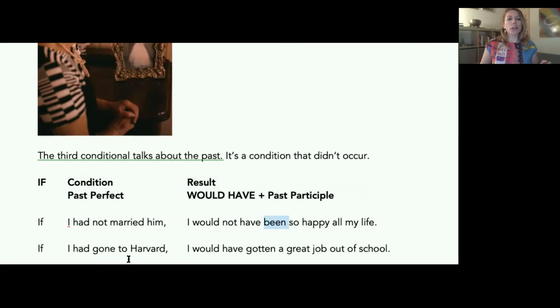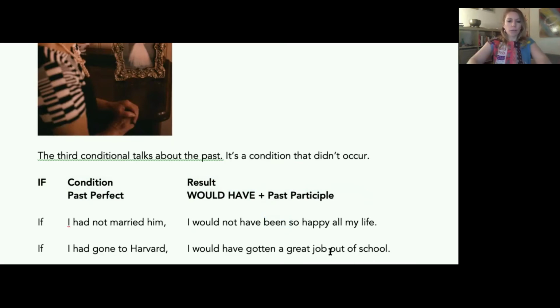If I had gone to Harvard, it's impossible. I didn't go to Harvard. I went to the University of Connecticut. So I am imagining the past differently. If I had gone to Harvard, I would have gotten a great job out of school.